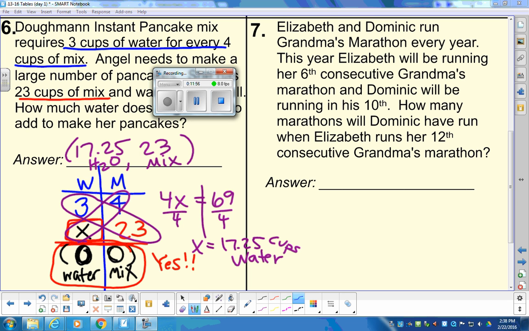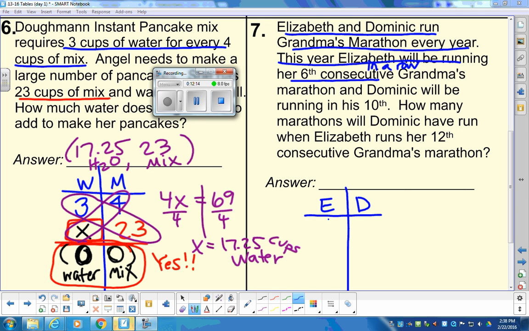So let's go ahead and start pulling things together. Elizabeth and Dominic run Grandma's Marathon every year. Important information: this year will be Elizabeth's 6th consecutive, that means in a row, no breaks. So we have Elizabeth and we have Dominic. Elizabeth is on marathon number 6. Dominic is running his 10th this year. How many marathons will Dominic have run? There's our unknown, when Elizabeth runs her 12th.